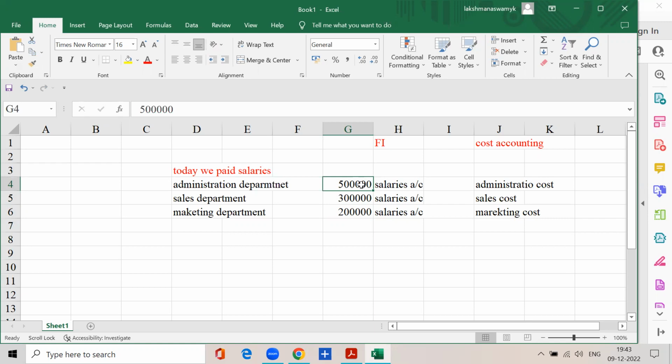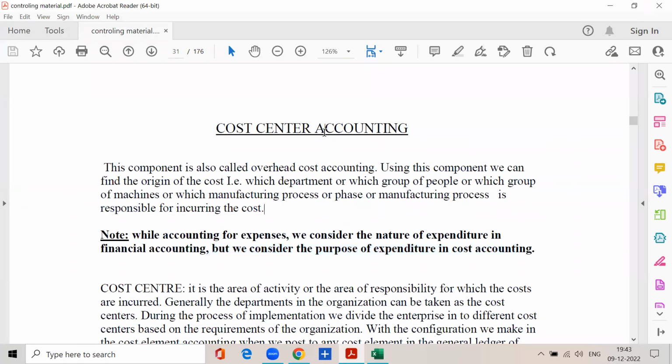Now it can analyze: is it really worth having that many staff in the administration department? Is it really worth having this many people in the sales department? Is it really worth having this many people in the marketing department? So how have they been able to do this much analysis? Because they know the origin of the cost. Clear for everybody? So in cost center accounting, we can find the information that out of 10 lakh salaries, 5 lakhs was incurred in the administration department, 3 lakhs in the sales department, and 2 lakhs in the marketing department. That is the information we can derive with the help of the cost center.